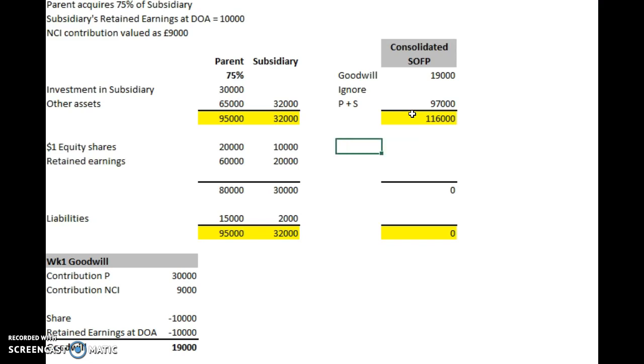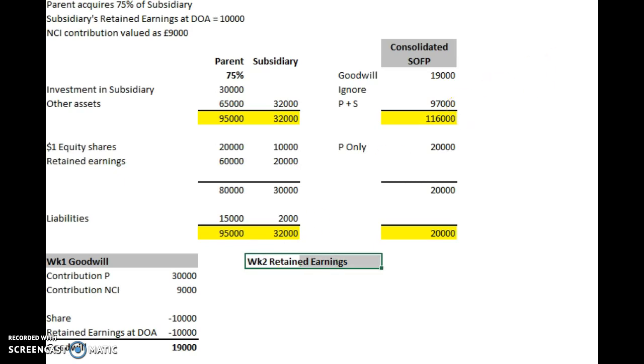Okay, equity shares, as we know, that's the parent only. We ignore the 10,000 as we ignored the investment here. Now, retained earnings, that's going to need a working. So let's do that here. So this is working 2. Retained earnings.